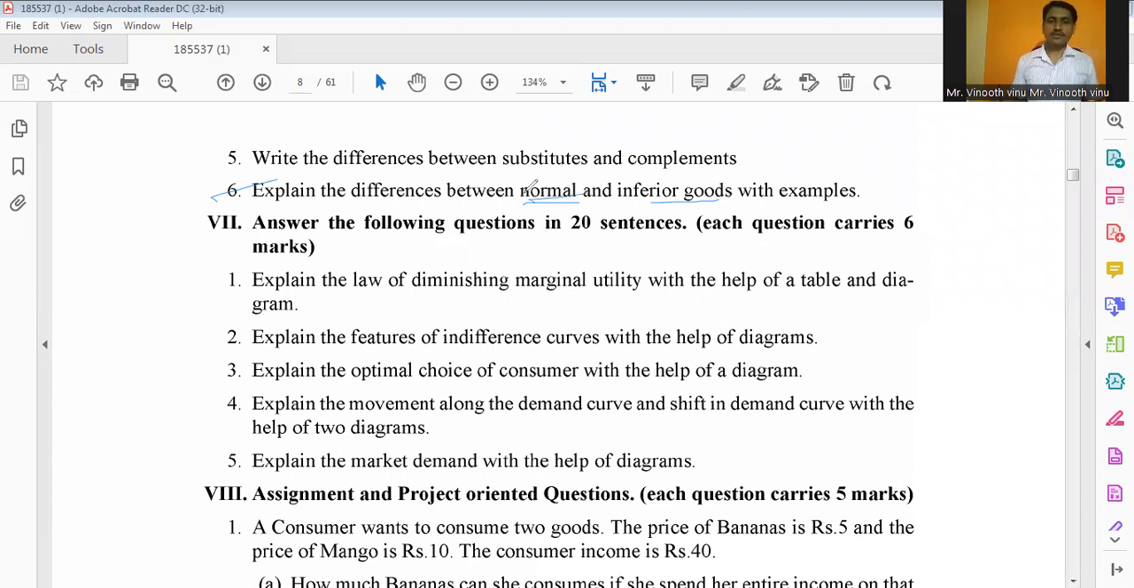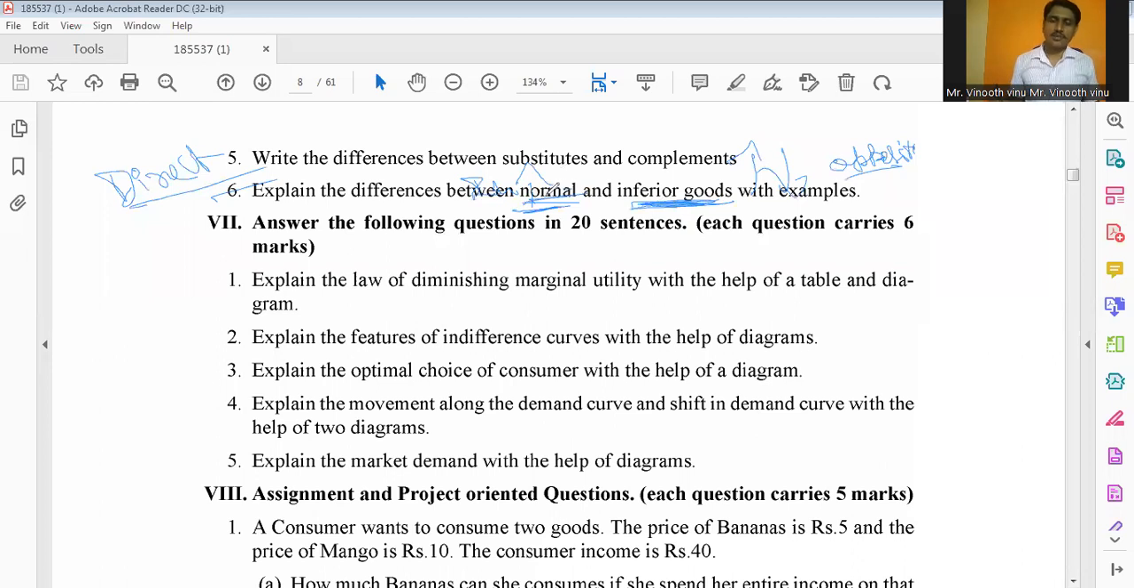Normal goods are the goods for which, when income increases, demand also increases. When income increases and demand decreases, they are called inferior goods. For normal goods, there is a direct relationship between price and quantity demanded. There is an opposite relationship between price and quantity demanded of inferior goods.